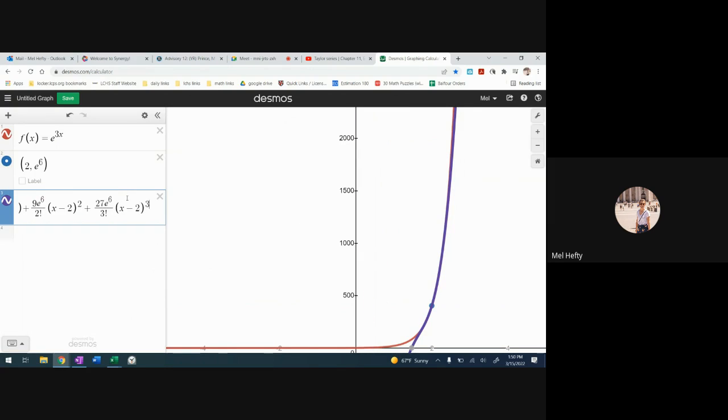All right, here, we're getting even better. That right-hand side almost looks like it matches that graph. I know my scale is a little bit huge, but we're getting a really, really good approximation. This last one, I'm guessing it's 81e to the 6th, all over 4 factorial.